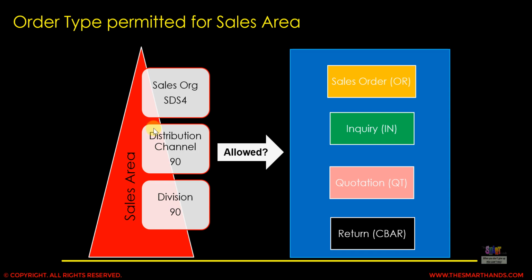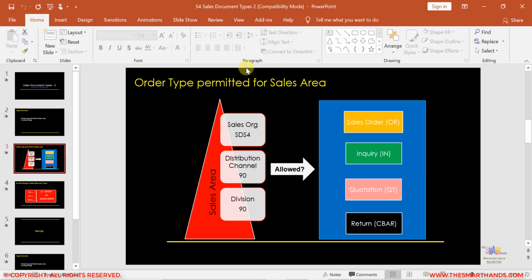Then we can customize this option. But if you do not want to restrict this, then you do not customize anything. That means all the sales areas can use all the document types. If you restrict it, then it will be applicable for this sales area only. So let's have a look in the system.